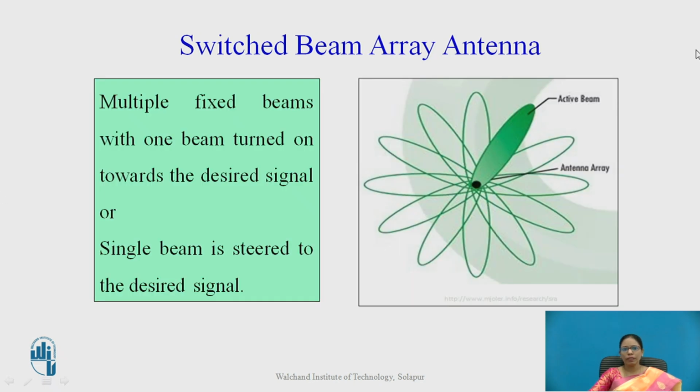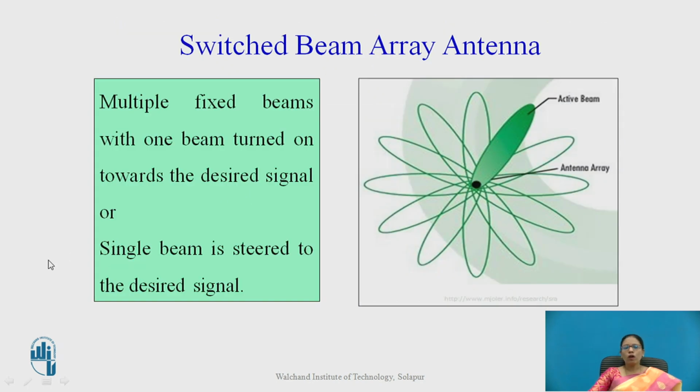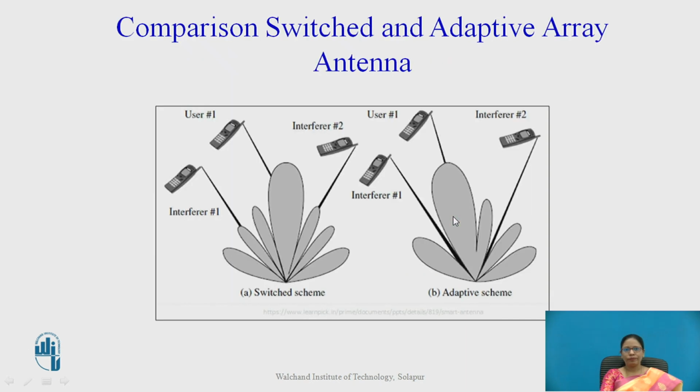Let me show you diagrammatically. These are the multiple beams that you can see, but only one beam is active. These beams are formed by the antenna array, and here, if the user is there, this beam is active at that particular point of time. So multiple fixed beams with one beam turned on towards the desired signal, that is the switched beam antenna or switched beam array. I can also say a single beam is steered to the desired signal.